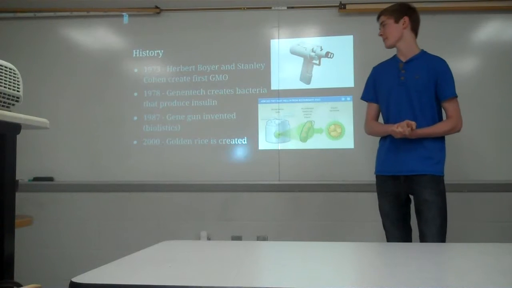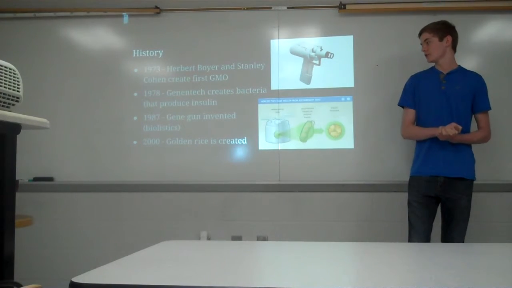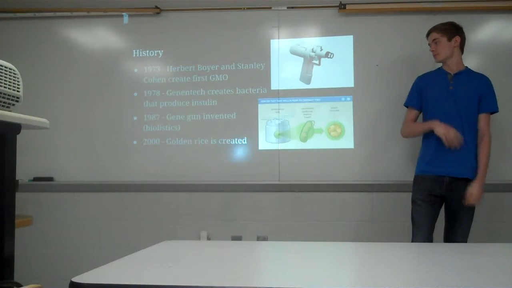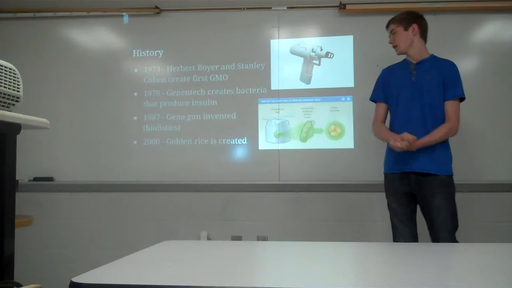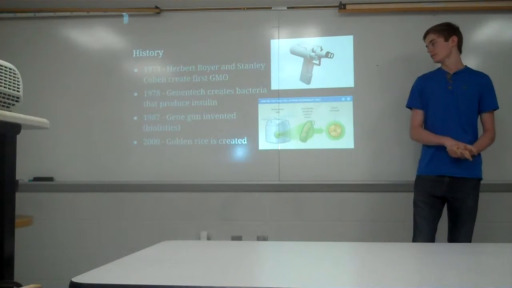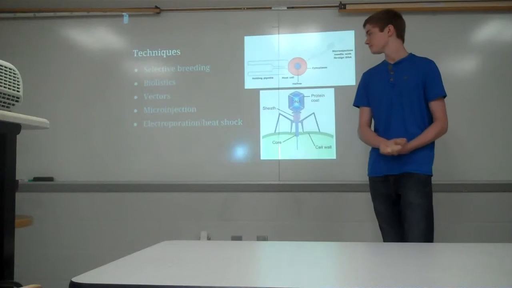insulin. And then in 1987, the gene gun is invented, which is biolistics, which I'll talk about later. And in 2000, golden rice is created, which I will also talk about later.